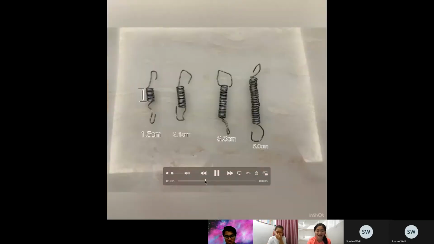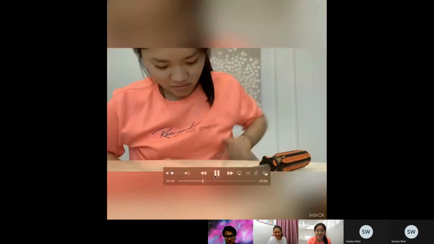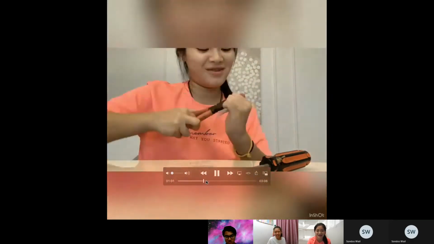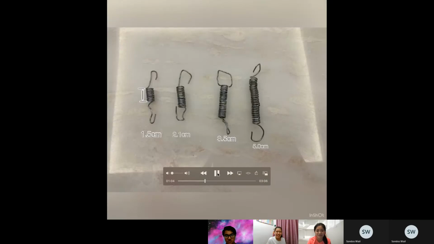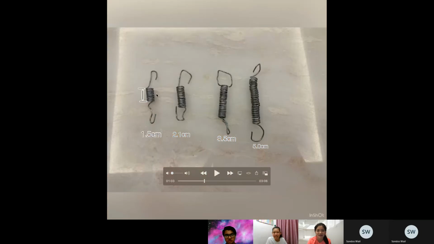Okay, so I cut it. Then I use a screwdriver to bend it, anchor it, everything. Then my springs will become 30, 40, 60, and 70. Then I curl it with the size of the screwdriver. The length of spring is 1.5, 2.1, 3.5, and 5.0. The diameter is about 0.7 cm.